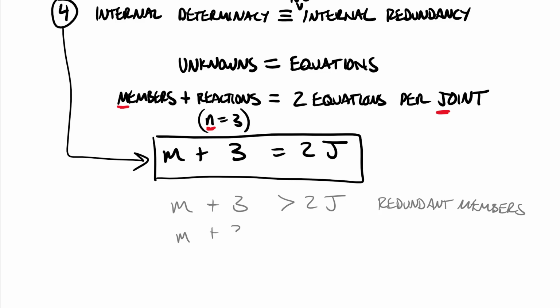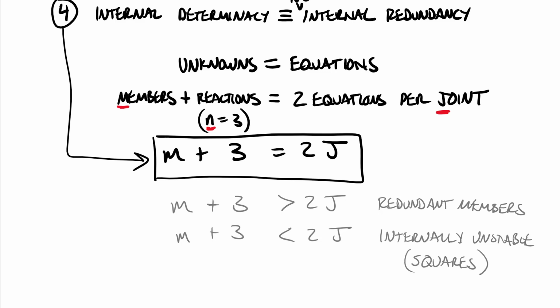If you end up with M plus 3 less than 2 times J, this is a very bad design choice. If we only had enough members in a simple truss to keep it rigid, and we take one of those away, this is going to be internally unstable. Fundamentally, you're going to see squares instead of triangles. If you see a square opening in a truss, there could be some situations where you work really hard to create a square and it might be okay, but in general, a square in a truss is bad because that square can flex and bend where a triangle can't.